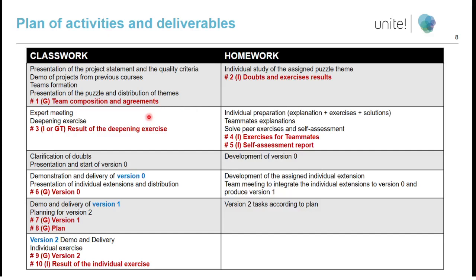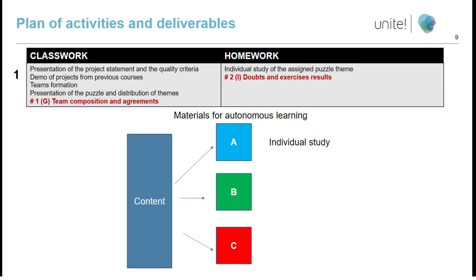Some are team deliverables, such as the team composition and agreement. Others are individual. In blue color, you can see when teams deliver the 3 different versions of the product that allow us to see if things are going well and give students our feedback for improvement. Now let's see what happens in each of the weeks.